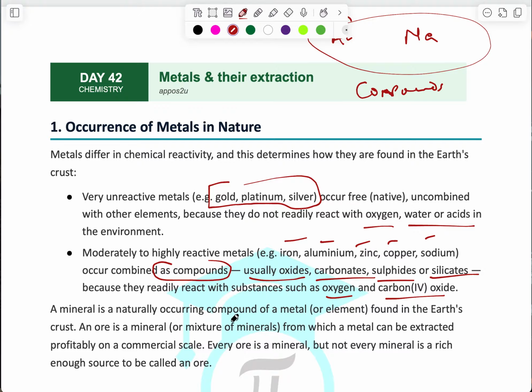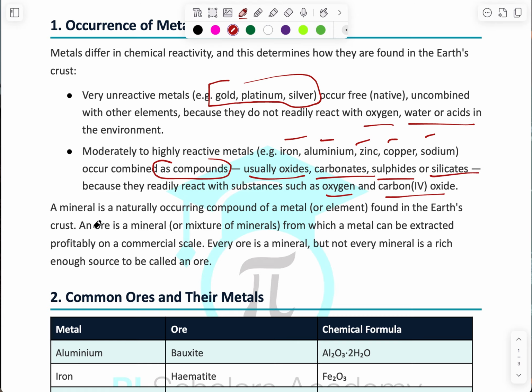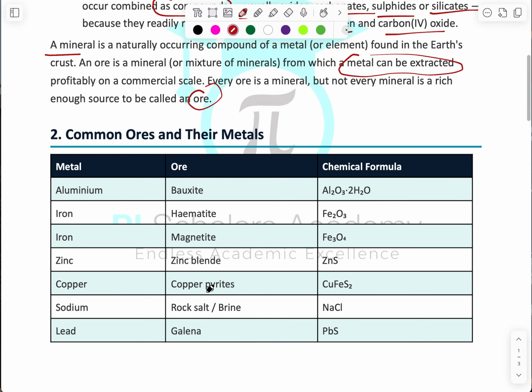So we have a mineral and we have an ore as well. An ore is where we extract metal from. If you read what I wrote here, a mineral is a naturally occurring compound of a metal or element found in the earth's crust. An ore is a type of mineral from which metal can be extracted. So if you can extract metal from it, then it becomes an ore. And I've given some common examples here.